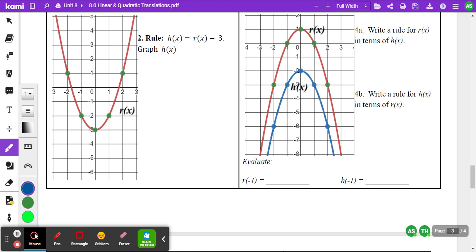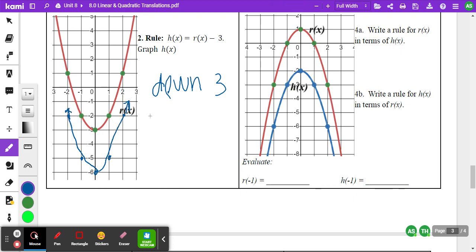You can go ahead and pause the video if you'd like to try it on your own. It looks like our rule is h of x equals r of x minus 3. So our rule is down 3. We're going to go to each of these points and move down 3. So 1, 2, 3. 1, 2, 3. 1, 2, 3. And connect them. I have trouble writing on this pad. Sorry, it should look a lot better.